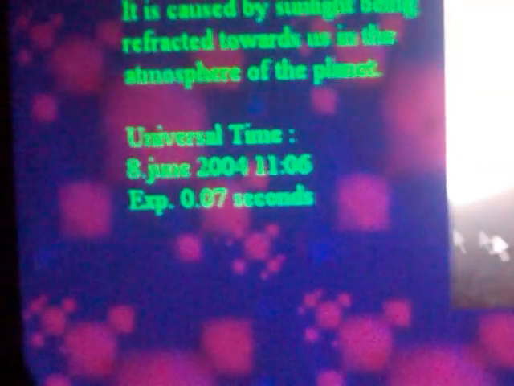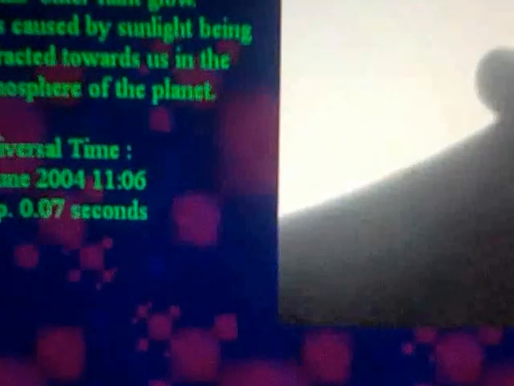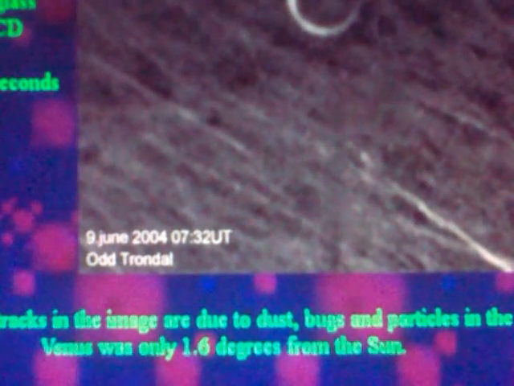So you see that this picture was taken well, the planet exit June 8th at 11:06, and the next day this picture was taken, 9th June, 7:32, and I will show you which instrumentation I used. As you see, there are lots of white stripes in the picture. That is because dust particles so close to the sun show very easily.